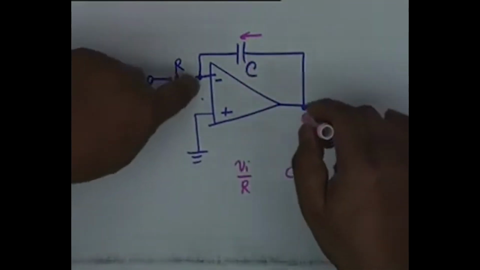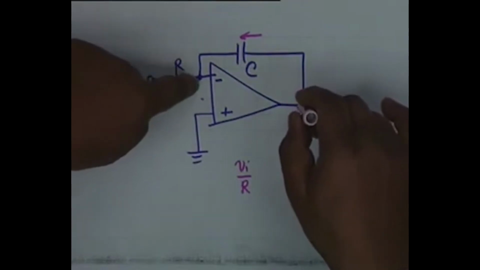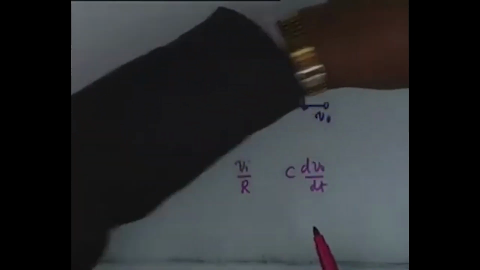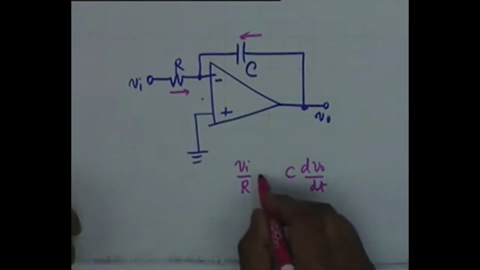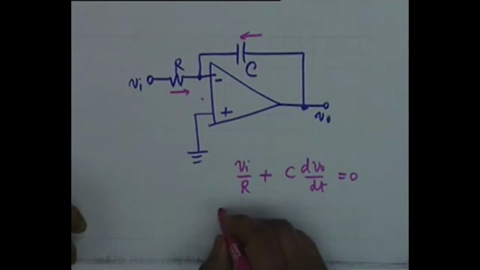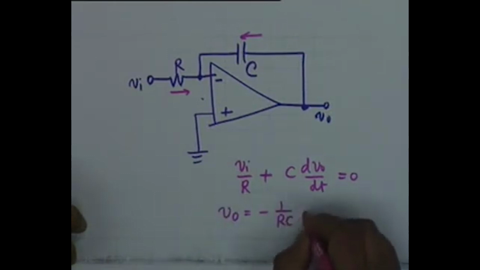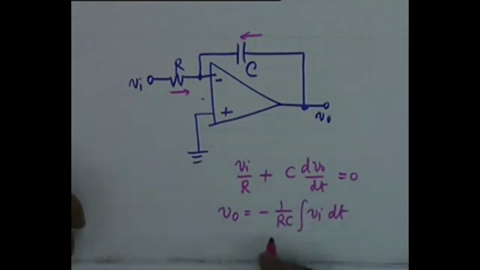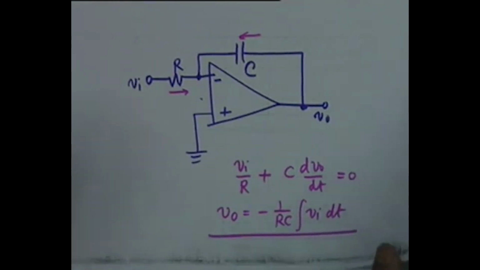That is, the potential difference between these 2 points is V0, and therefore the current is C dV0/dt, and the sum of the two should be equal to 0, which means that V0 would be equal to minus 1 by RC integral VI dt. Agree? And there is no assumption about the RC product here. There is no assumption, and therefore this is a much better integrating circuit as compared to the passive integrating circuit.